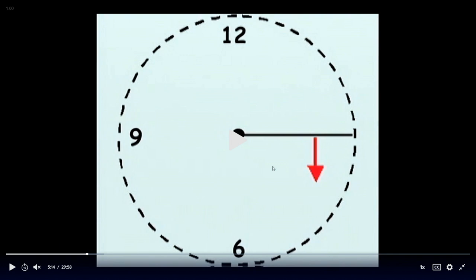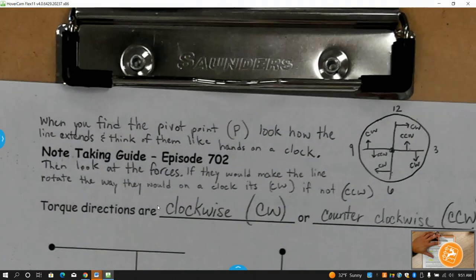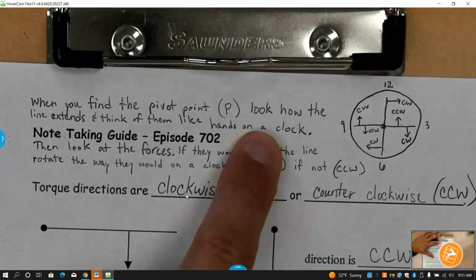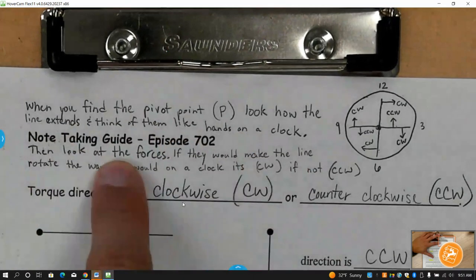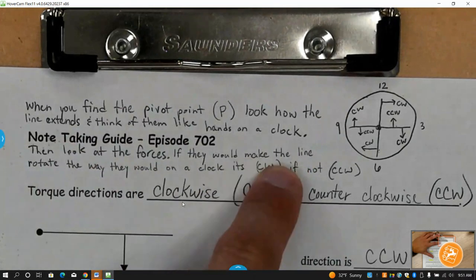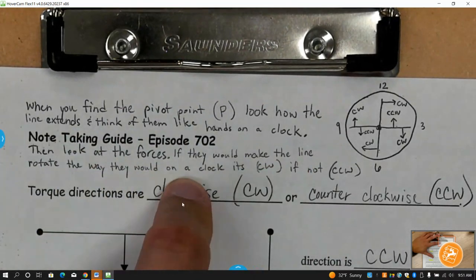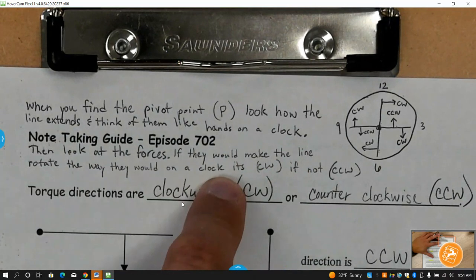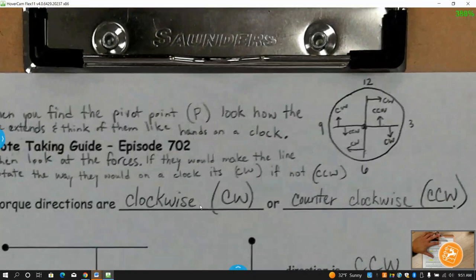In those cases, with the down arrow or up arrow that you're going to see, we need to be able to determine whether it is clockwise or counterclockwise. I have it up on the board and in your notes. When you find the pivot point P, look at how the line extends and think of it like the hands on a clock. Then look at the forces. If they would make the hand of the clock rotate the way it should on a clock, that is clockwise, the way that time actually moves. If time doesn't move that way, it would be counterclockwise.